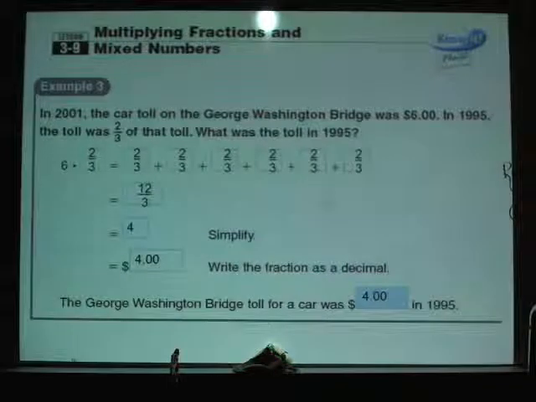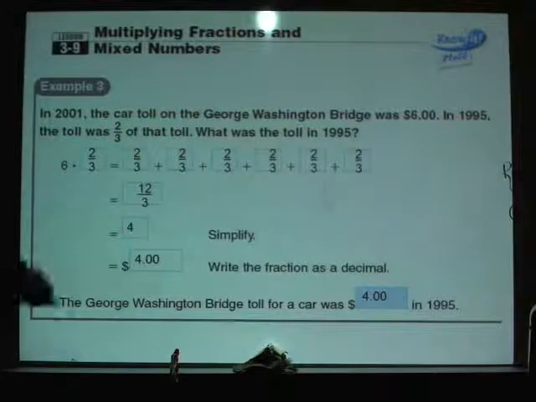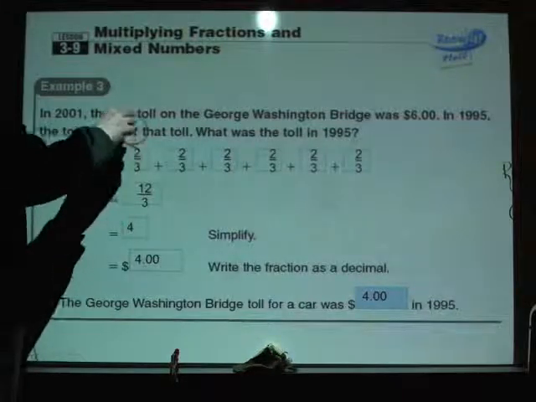Okay, so now they're throwing a word problem at us, but let's remember that this is in the section about multiplying, so there's a pretty good chance that somehow they want us to multiply to solve here. So let's keep that in mind. In 2001, the car toll on the George Washington Bridge was $6. In 1995, the toll was 2/3 of that toll. What was the toll in 1995? The word of means multiply.